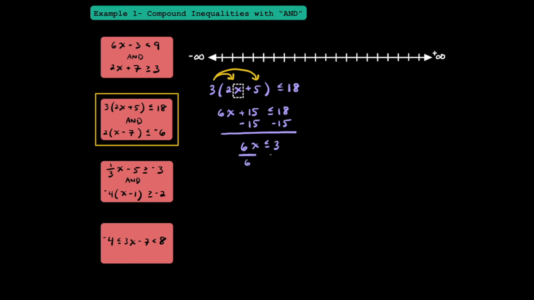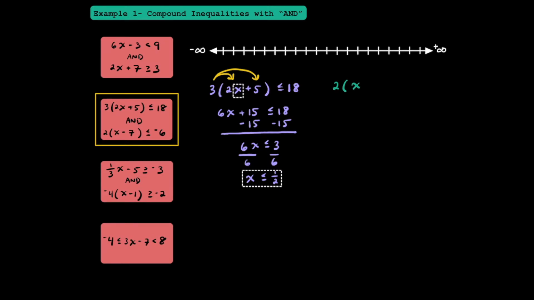Dividing both sides by 6 here, 6 divided by 6 is 1, so we just have x is less than or equal to 1/2, since 3 divided by 6 is just 1/2. The values for x that make this inequality true are 1/2 or smaller. Now let's solve the second part of the compound inequality.